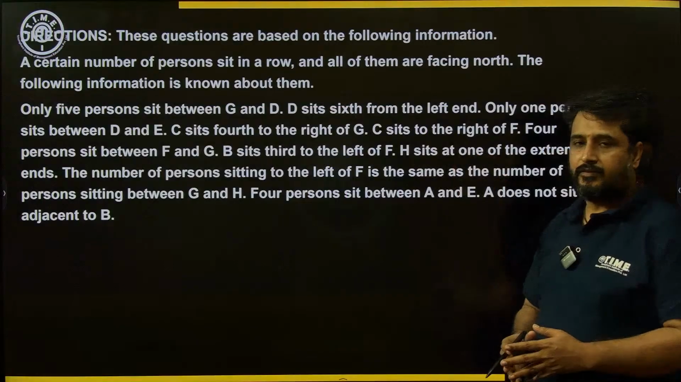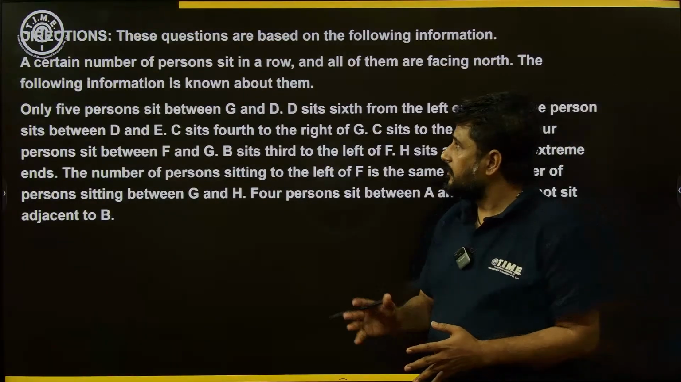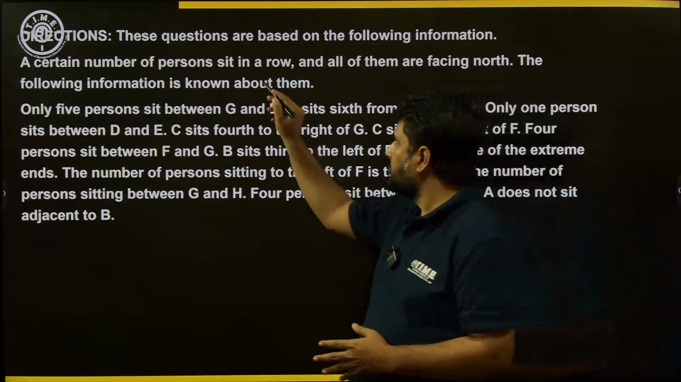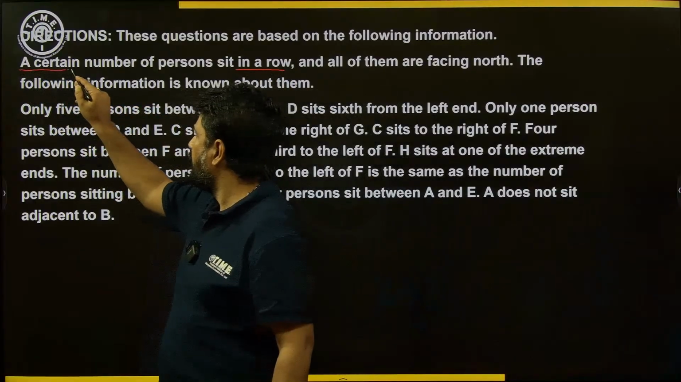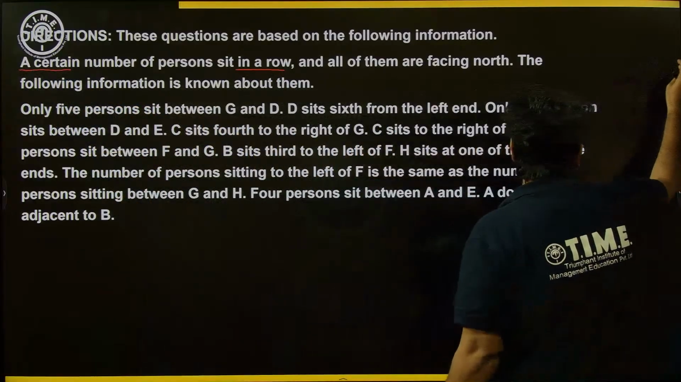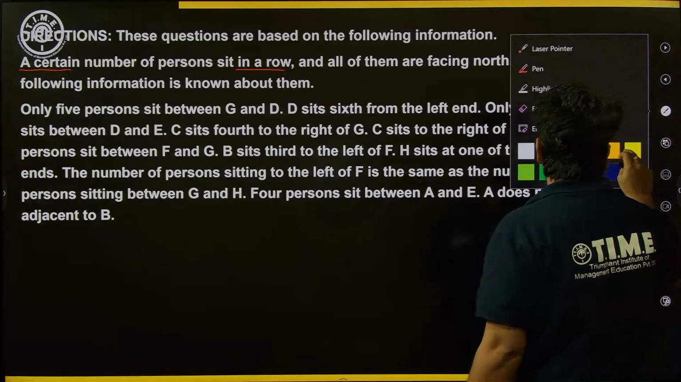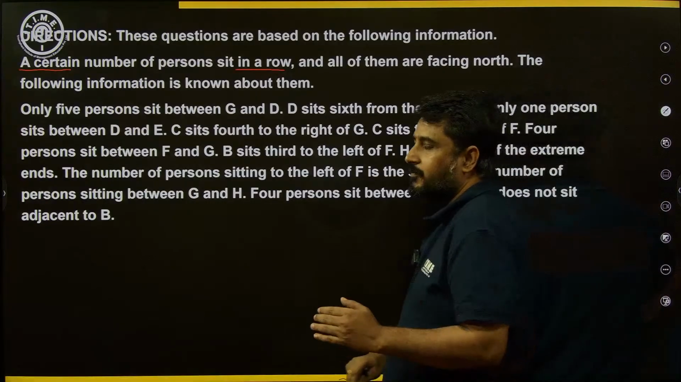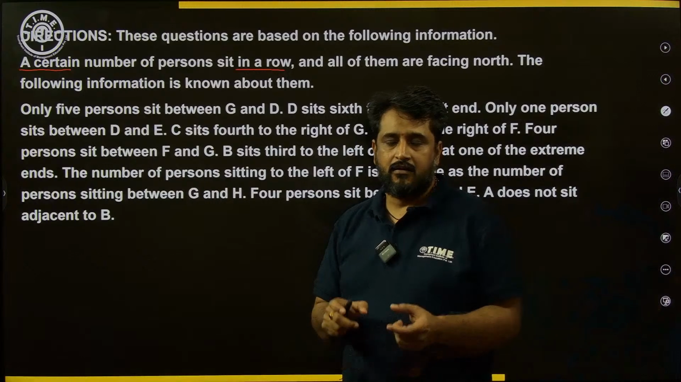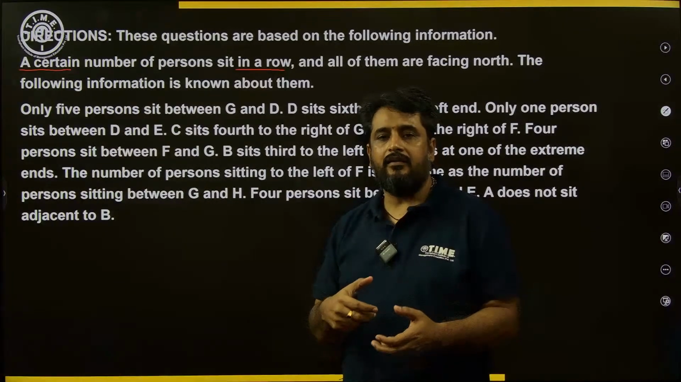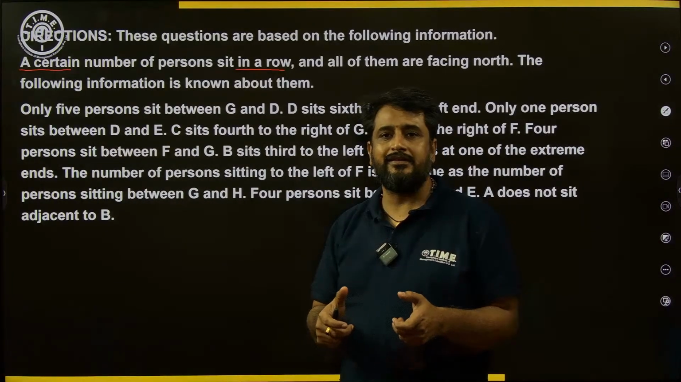We have one example. A certain number of persons sit in a row. We have been given an unknown number of persons. Unknown number of persons means the number of persons was not given. So there is no fixed arrangement. When there is no fixed arrangement, as the clues go on, we need to extend the arrangement.